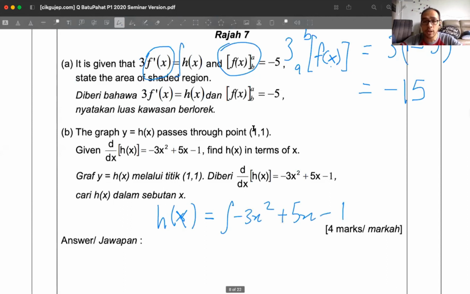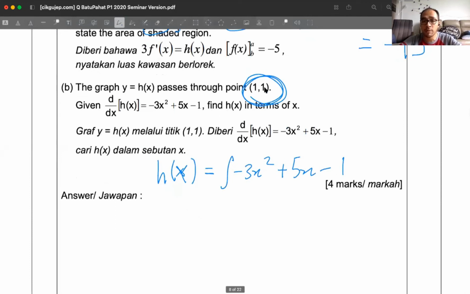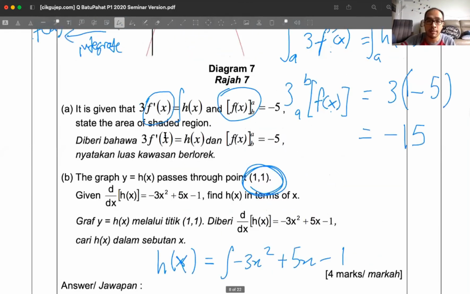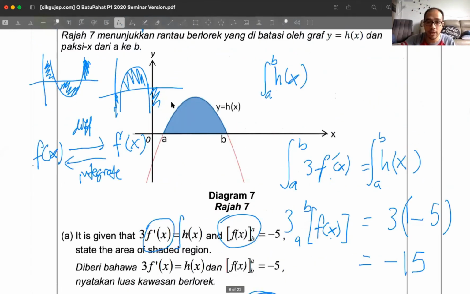So the question is, why do they give you this point (1, 1)? What's the point? What's the integration? Because when you integrate this, you get plus c. Of course, plus c, right? Because this is an indefinite integration, you need a plus c, and that's why you have the point (1, 1), to find the plus c. So I want to highlight this question because of this.